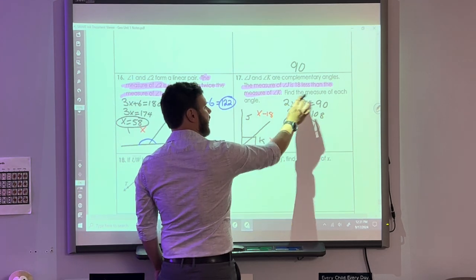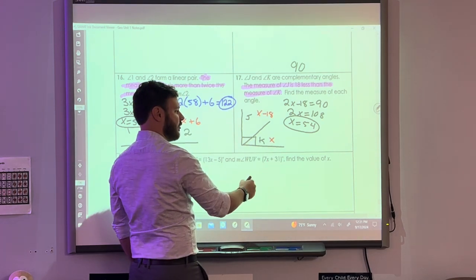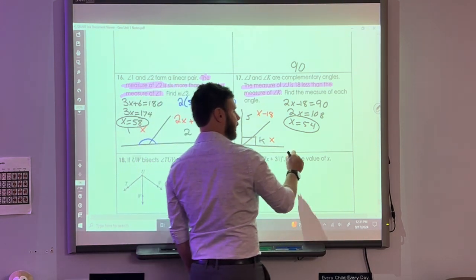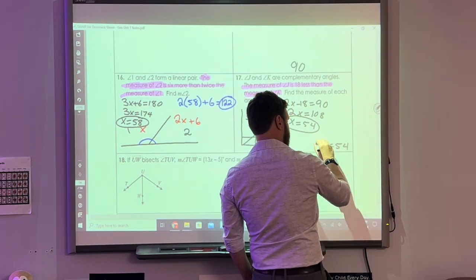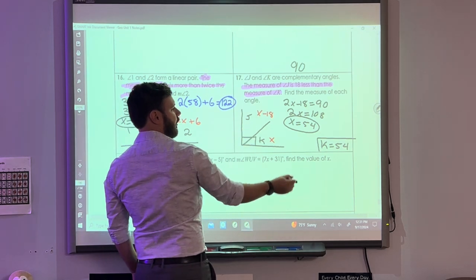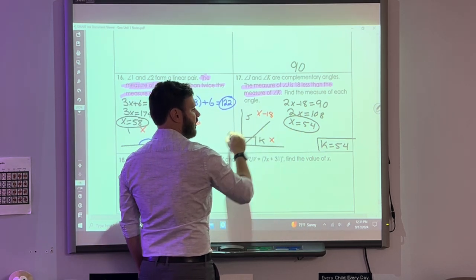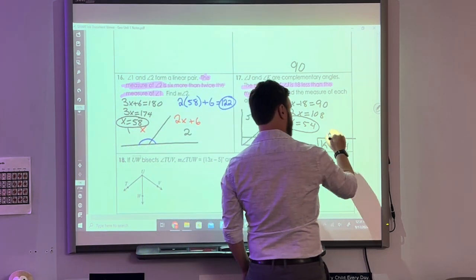It wants me to find the measure of each angle. Well, I called K x. I just chose it to be x. So that means K is worth 54. And J is our x minus 18. So 18 less than 54 is 36.